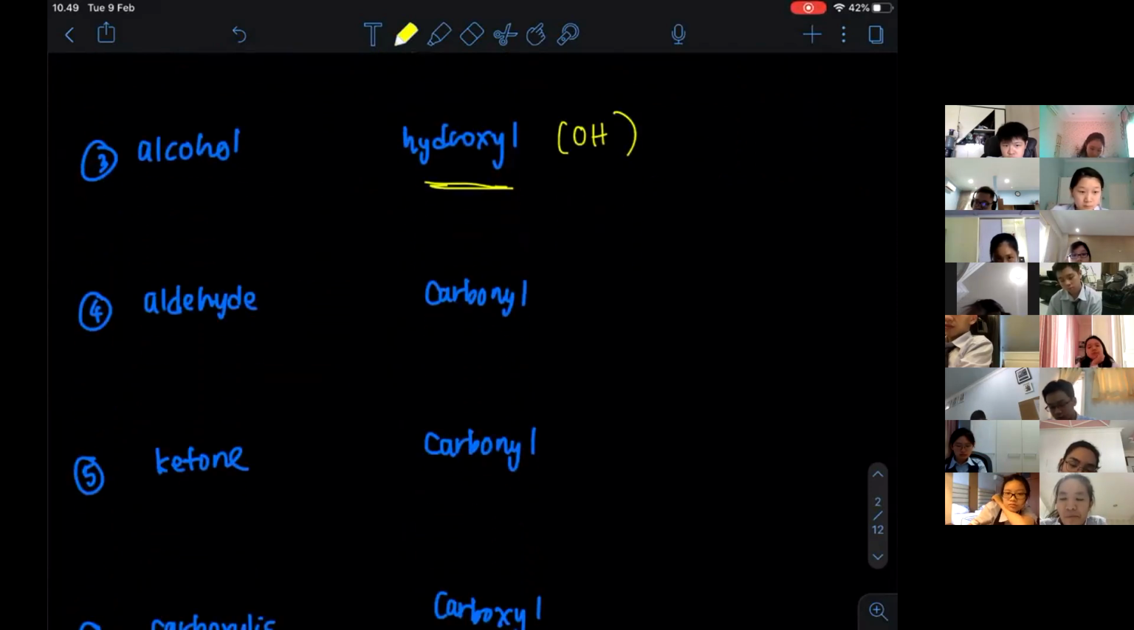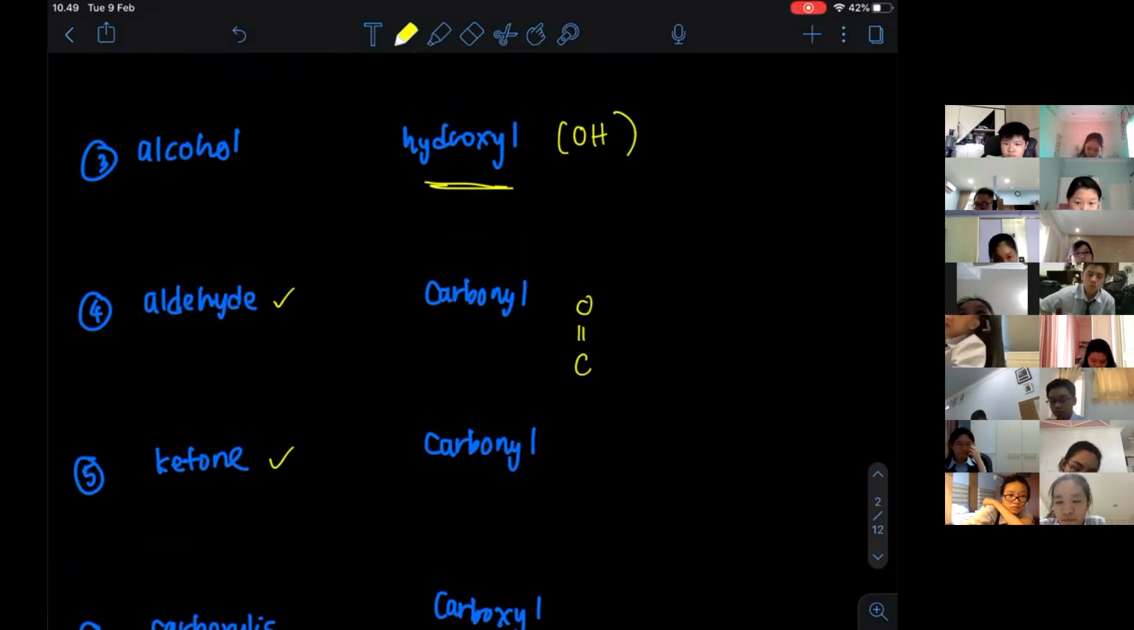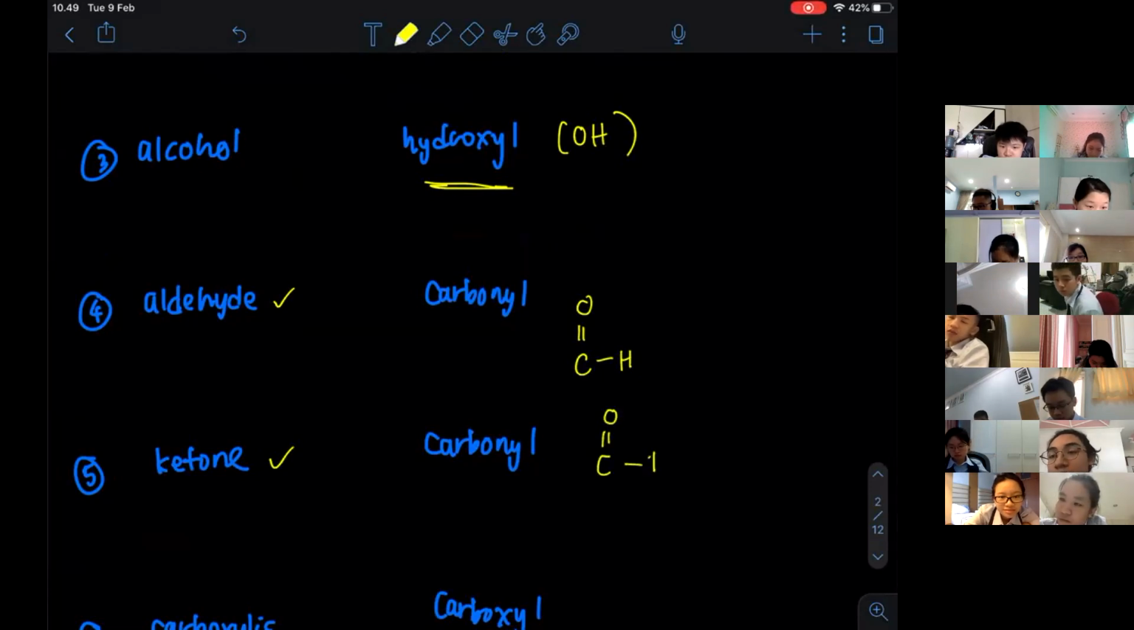Now for aldehyde and ketone, this is the part that we learn together. They are going to share the same functional group, which is going to be carbonyl group. What is carbonyl group? C double bond O is considered to be carbonyl group. But the difference between aldehyde and ketone is that for aldehyde, the carbon that is attached to the double bond O will be attached to hydrogen. For ketone, the carbon attached to the double bond O will be attached to another alkyl group, so I'll just put R1, R2.